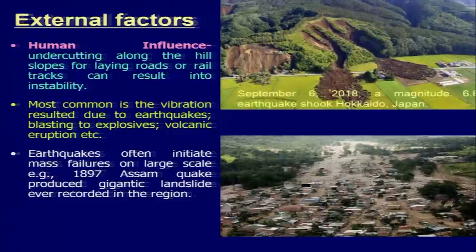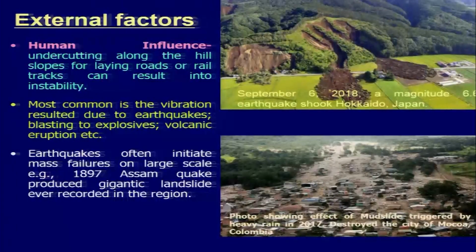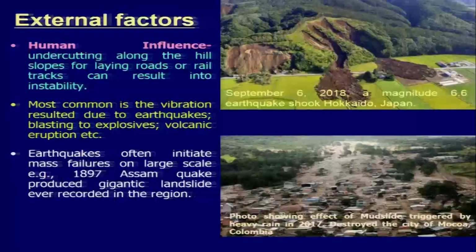And this is another picture of a massive landslide, which shows the mudslide triggered by heavy rainfall in 2017 in Colombia. So these are two examples: one is an external factor, and another one is the landslide or mud flow which was triggered because of the heavy rainfall.